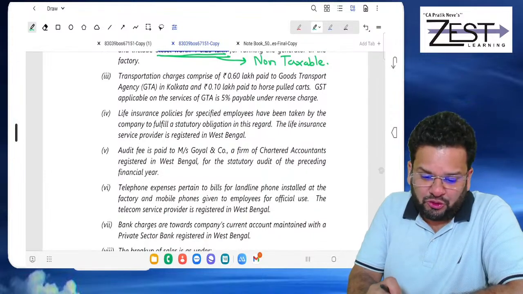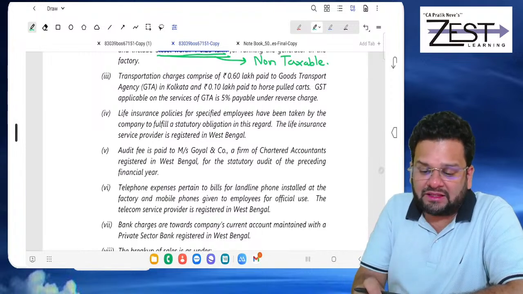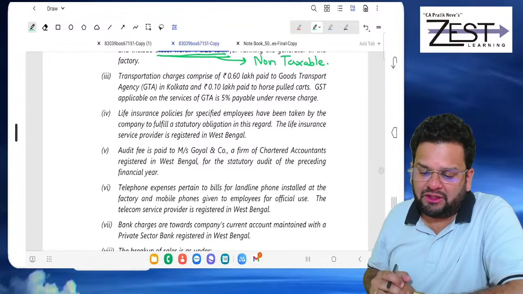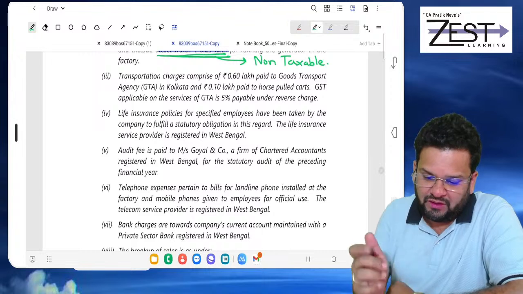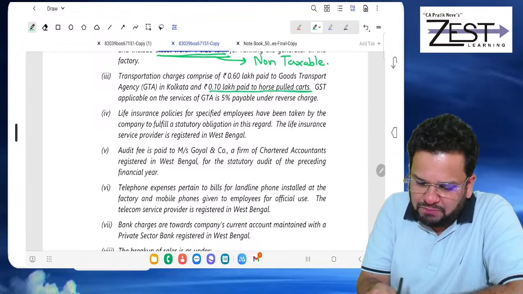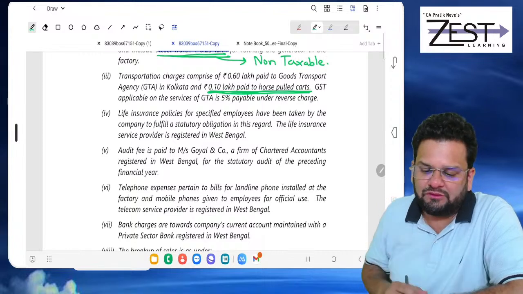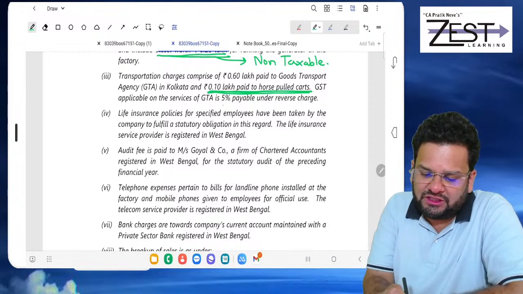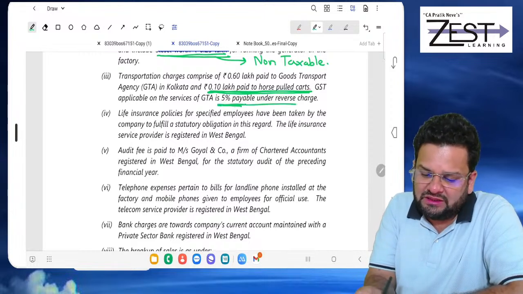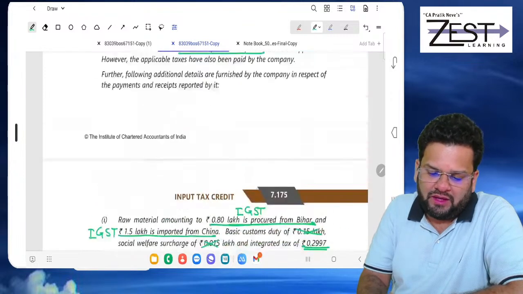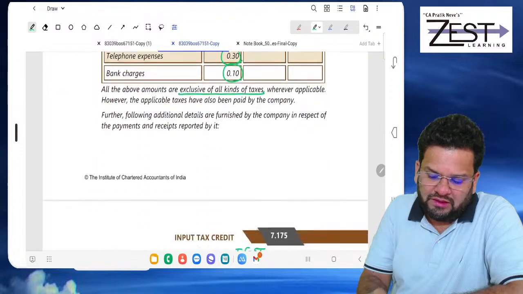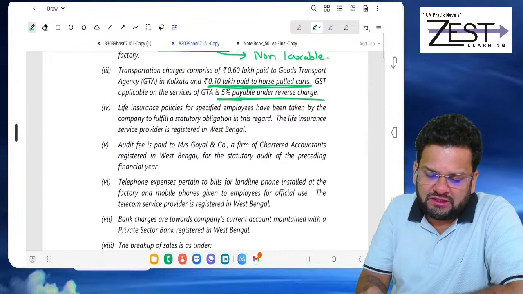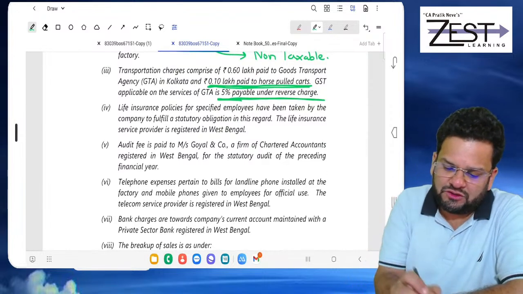Next, transportation charges comprise 0.6 lakhs paid to GTA in Kolkata and 0.1 lakh paid to horse pulled carts. So on 0.10 lakhs which is paid to horse pulled carts, there will be no GST. GST applicable on services of goods transport agencies is 5%, payable under reverse charge. Okay, clear all of you? Yes, sir.